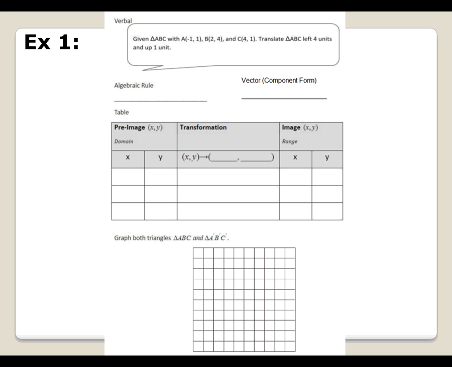Okay, so we're about to start example 1. So you will need this piece of paper to do example 1. So follow along on example 1 to figure out how we use translations to move things around using vector form and the algebraic rule. So go ahead and pause this video and watch example 1.